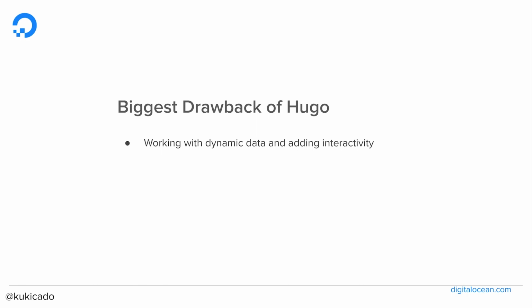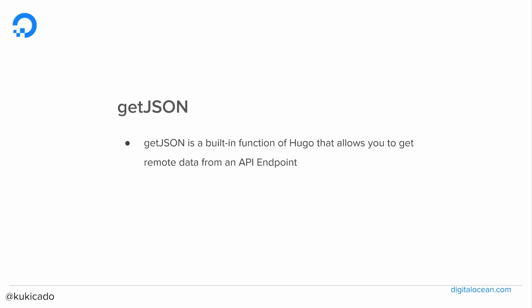But there is one trick that Hugo has up its sleeve that allows you to very easily work with dynamic data. And that is a method called getJSON that is built into the Hugo framework. GetJSON is a built-in function of Hugo that allows you to get remote data from an API endpoint. This function is called at build time and its results are cached. So when you go to build your application, this method is going to get executed, get any remote data, and store it as part of your Hugo deployment.